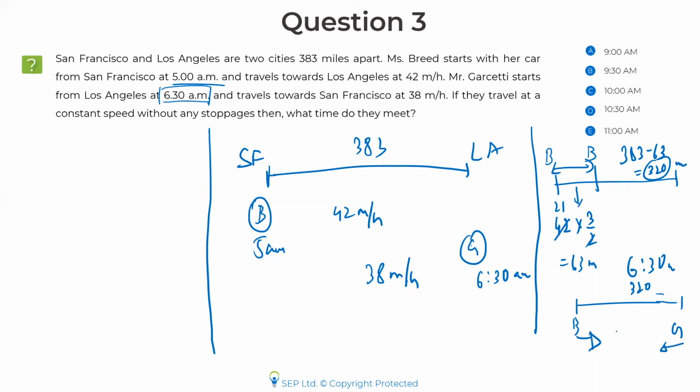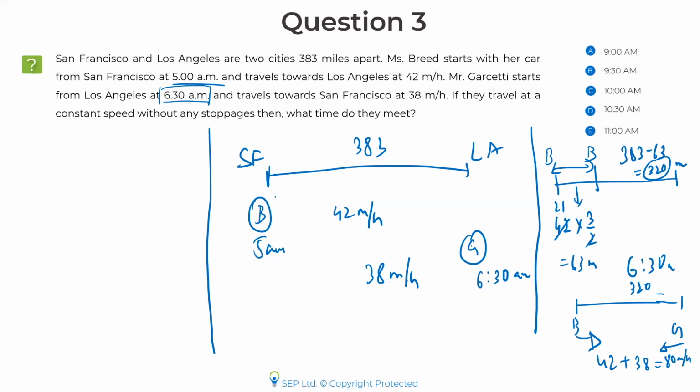Right? So if they're moving in opposite directions, what happens to the relative velocity? We add the relative velocities. So what is the relative velocity going to be here? It was 42. The relative velocity will be 42 plus 38, which is 80 miles per hour.